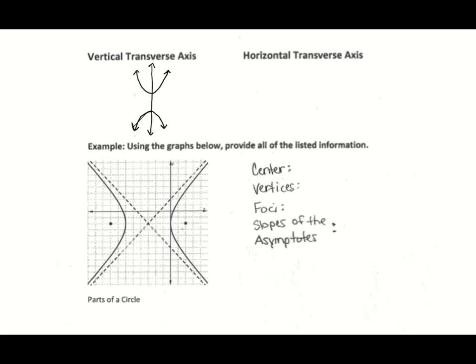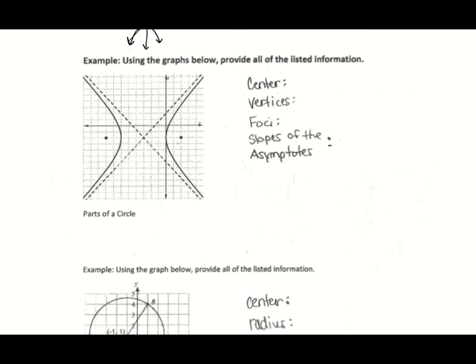So this is an example of a vertical transverse axis, and a horizontal transverse axis means that our hyperbola opens to the left and to the right. Okay, so those are our vertical and horizontal options for the hyperbola. So now let's look at an example where we find the points of the different parts of our hyperbola.